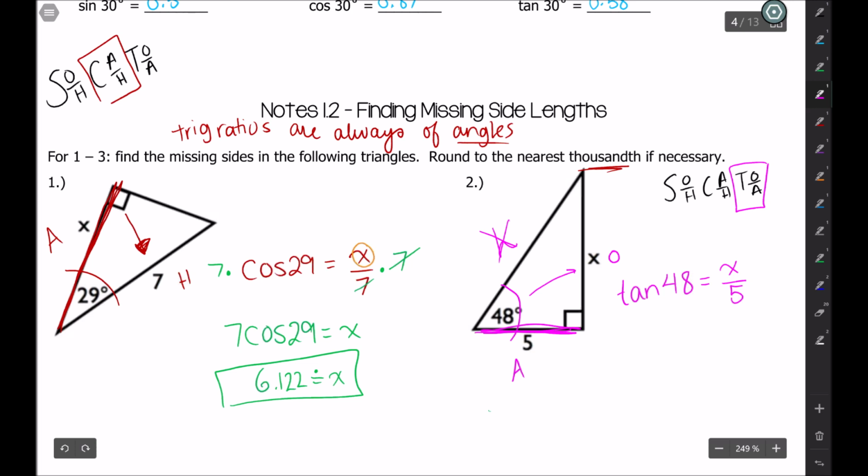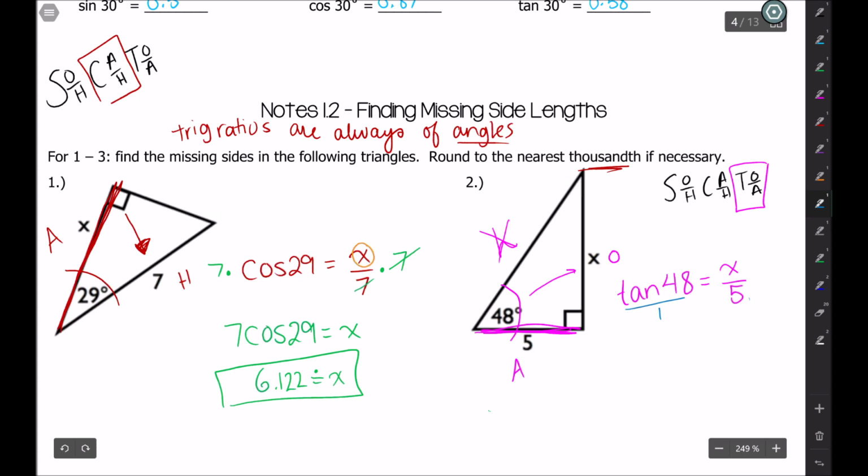Now I want to solve for x. To get this x alone, I need to get rid of this divided by 5. But actually, I'm going to solve this a slightly different way. Instead, I'm going to make this a ratio. Tangent of 48 doesn't have a denominator, so I can always put a 1.